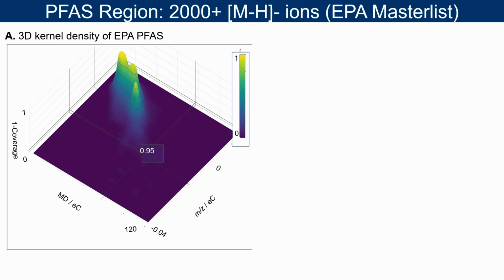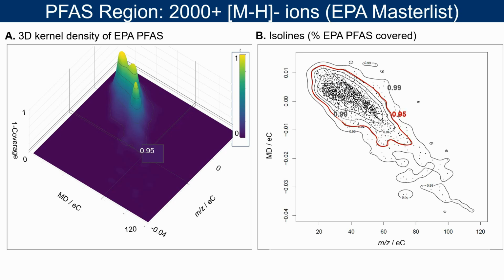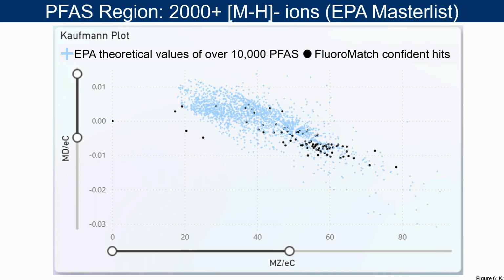This is a 3D kernel density showing where most of the PFAS fall in this Kaufmann space. And this is the actual EPA data plotted, each data point plotted in Kaufmann space with the confident hits from the FluoroMatch software, so most likely PFAS. And you can see that almost all of them fall within Kaufmann space.